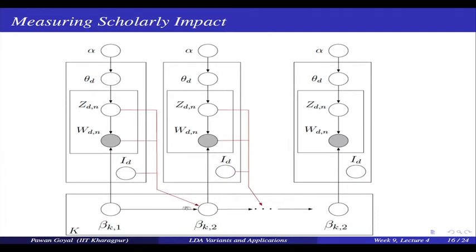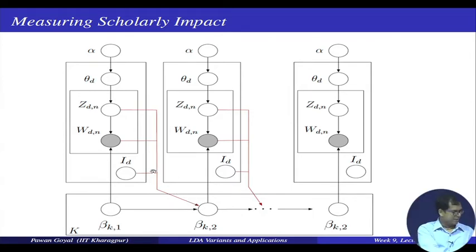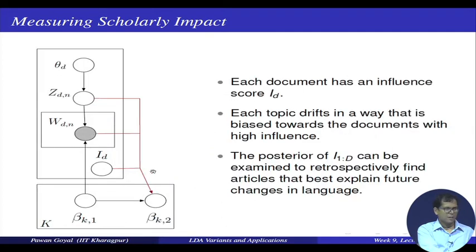So this will remain the same as the dynamic topic models, only now it is also estimated by this ID parameter. Each document you see here has an influence score, and each topic drifts in a way that is biased towards the documents that have a high influence. This is a posterior that I will estimate from the data, and you can explain the changes in the future.